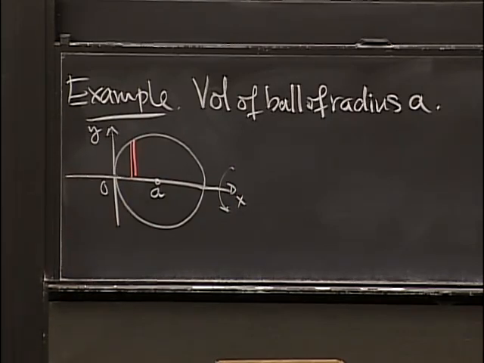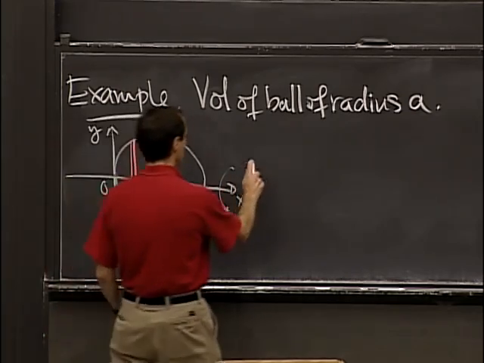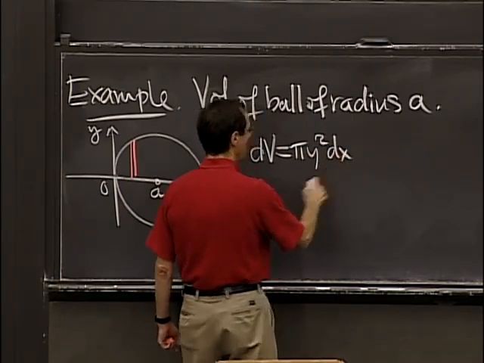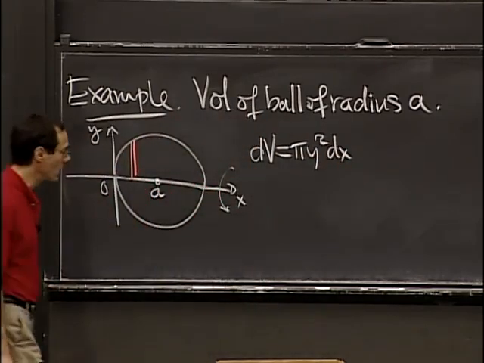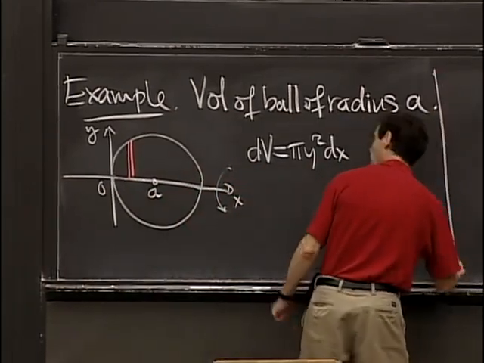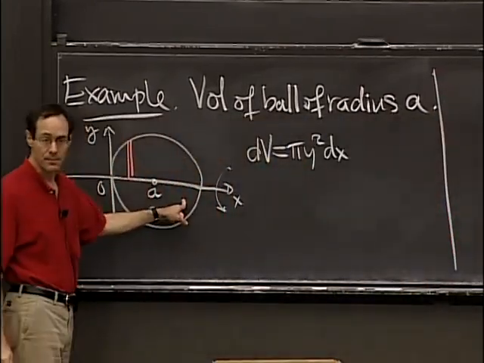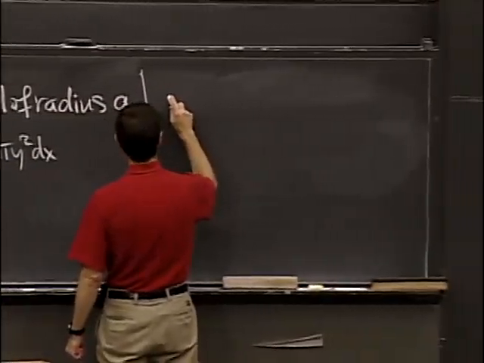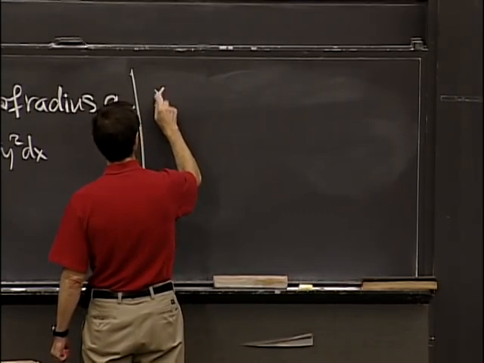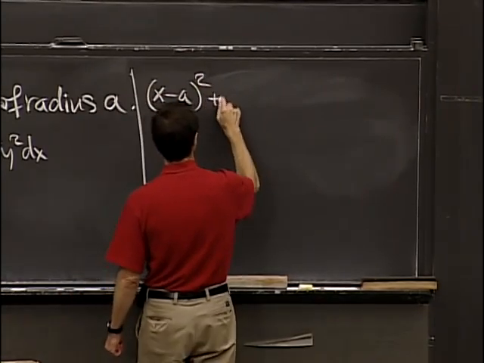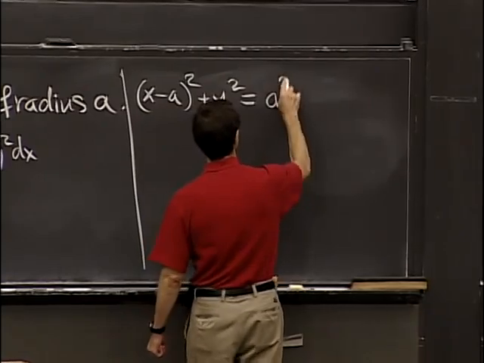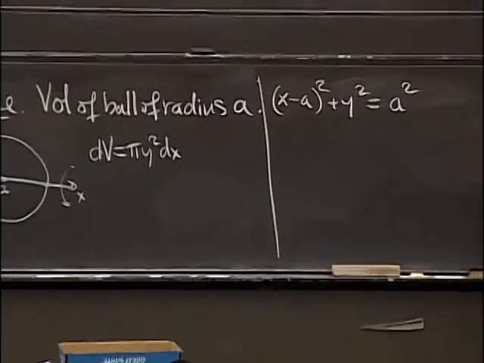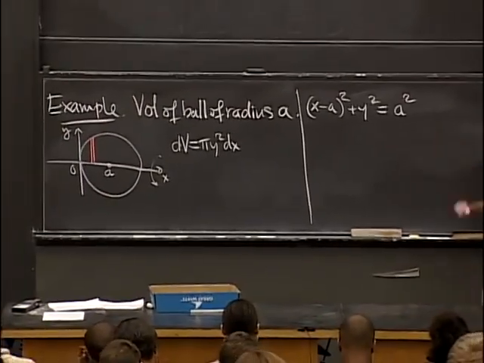All right, so the setup is the following. It's always the same. Here's our formula, and we need to figure out what's going on with that formula. And so we need to solve for y as a function of x. And in order to do that, what we're going to do is just write down the equation for the circle. This is the circle. It's centered at A, 0, so that's its formula.